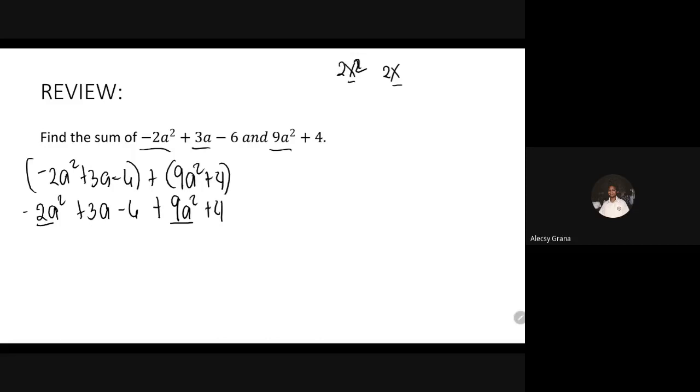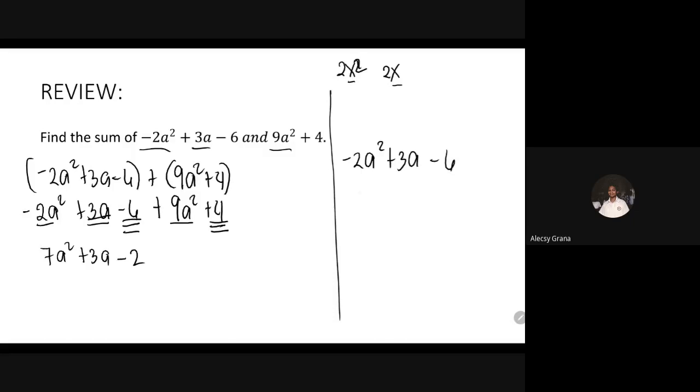So it should be negative 2. So this will be 7a squared. Ito ay walang kasama. So ibaba mo lang. Tapos ito, kaparehas neto. So magiging negative 2. Pwede rin ginagawa nyo na vertical way of writing it or adding. So this will be 9a squared, but make sure you are going to align the like terms or similar terms. So this will be 7a squared. You bring down 3a, this will be minus. So same pa din ang lalabas na sagot.